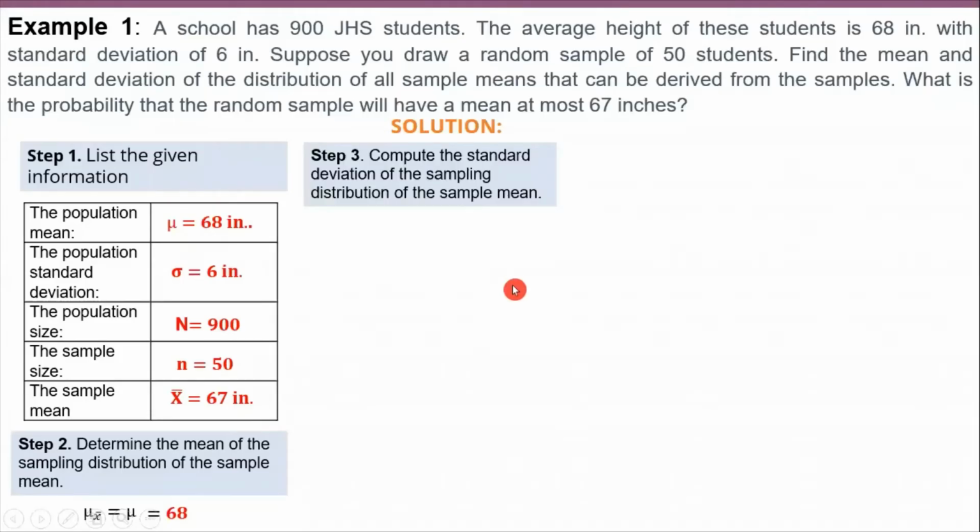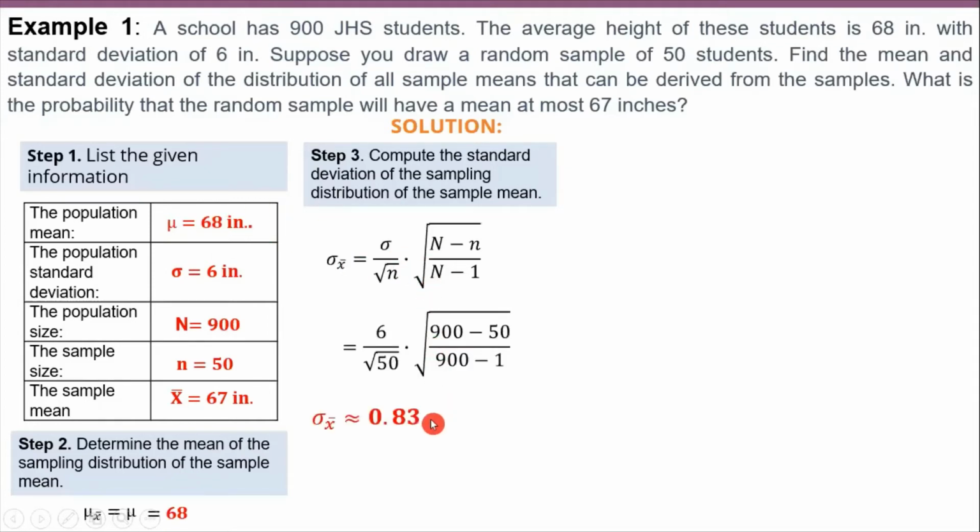So for the third step, we need to compute the standard deviation of the sampling distribution of the sample mean. But first, we need to classify whether the population is infinite or finite. So since the population size is given, which is 900, therefore the population is finite because it is fixed. So this is now the formula that we will be using. So just substitute the values in the formula, and then we have the standard deviation, which is approximately 0.83. Okay, so just double check using your scientific calculator.